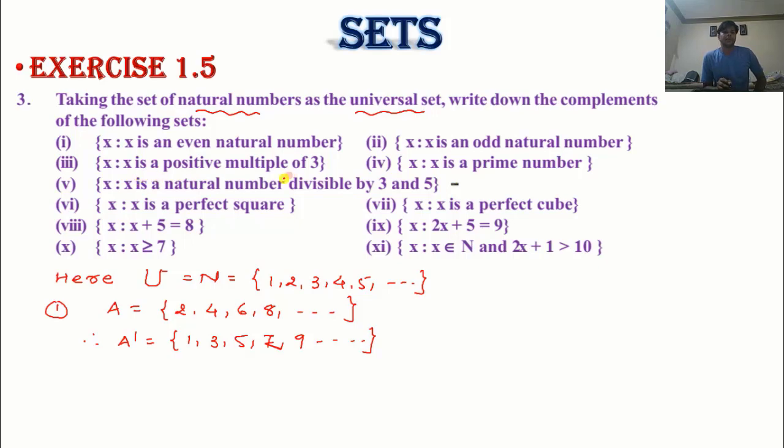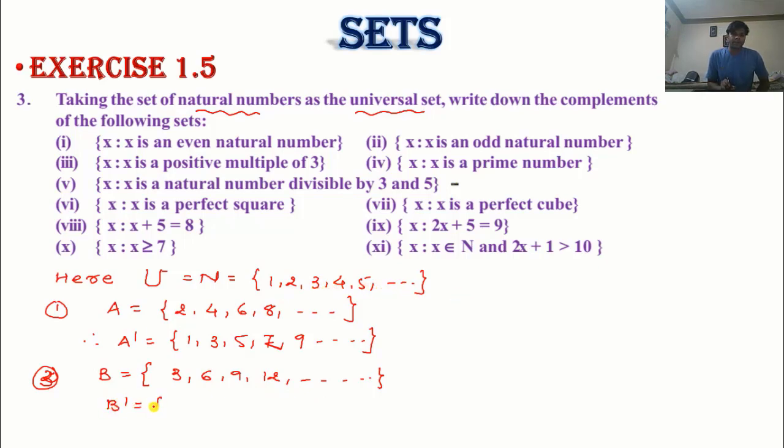x is a positive multiple of 3. So what are the positive multiples of 3? Suppose we consider it as set B. Question number 3, positive multiple of 3. 3 ones are 3, 3 twos are 6, 3 threes are 9, 3 fours are 12 and so on. You get the numbers. Okay, so eliminate the elements of B from U. So you can eliminate 3, 6, etc. So what will be your B complement?